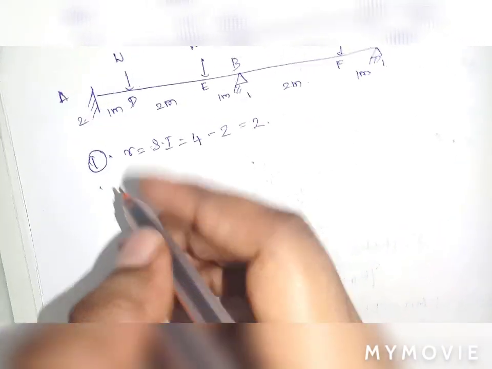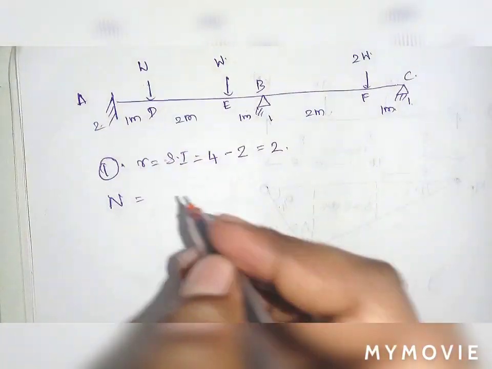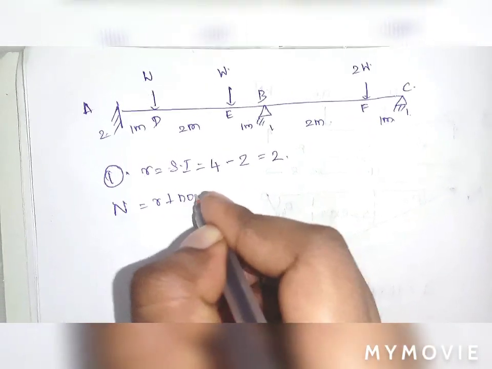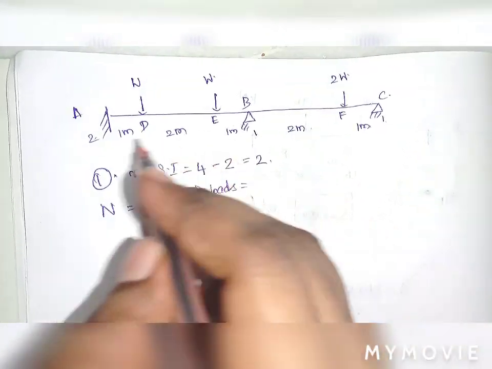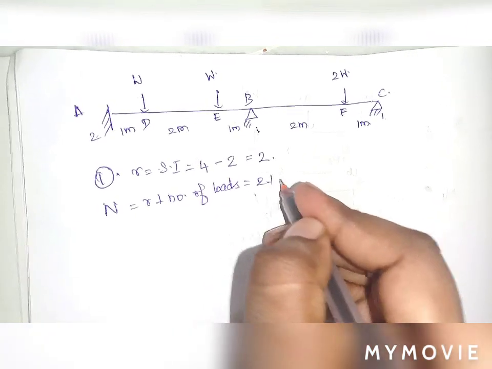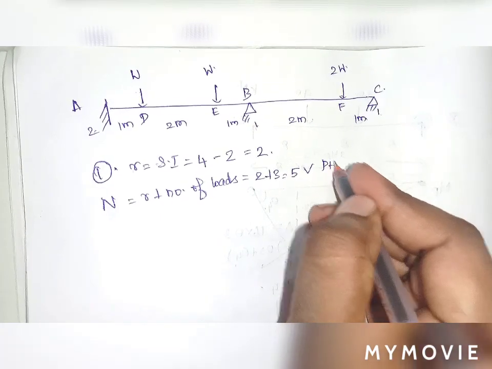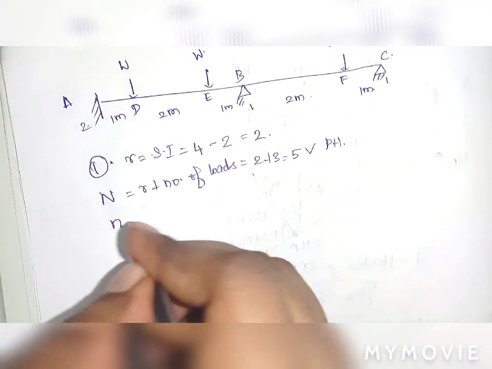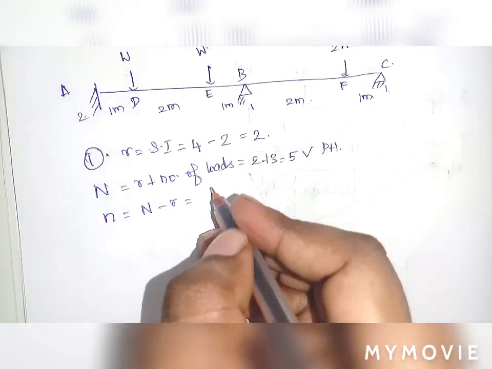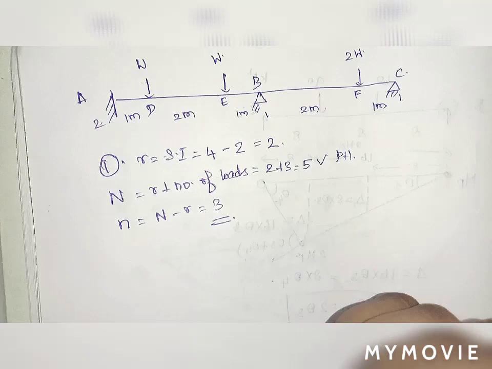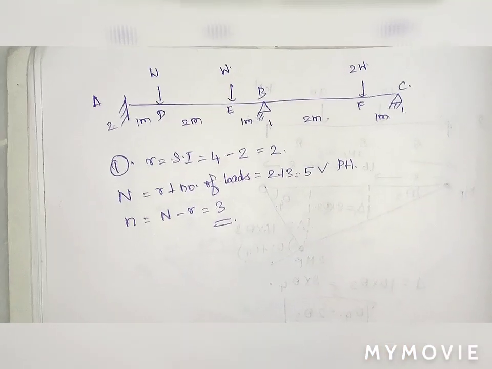The next thing, number of plastic hinges. The number of plastic hinges N is equal to degree of redundancy plus number of loads, which is equal to 2 plus 3, since there are totally 3 loads, so 5. So there are 5 plastic hinges. The next thing, number of mechanisms required. Small n is equal to capital N minus R, which is 5 minus 2 is equal to 3 mechanisms. Hence we require 3 mechanisms to solve this problem. Now we can draw the 3 mechanisms.